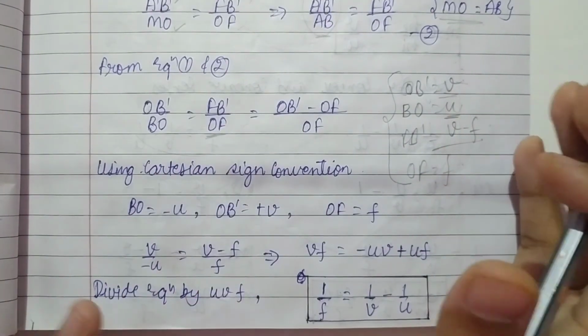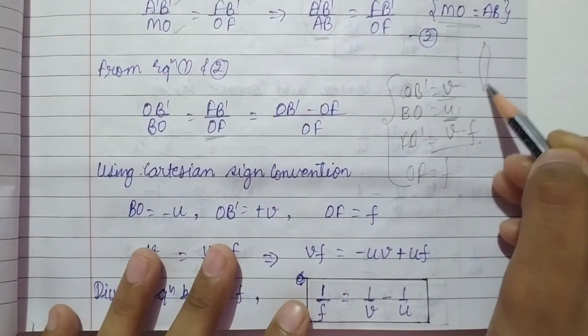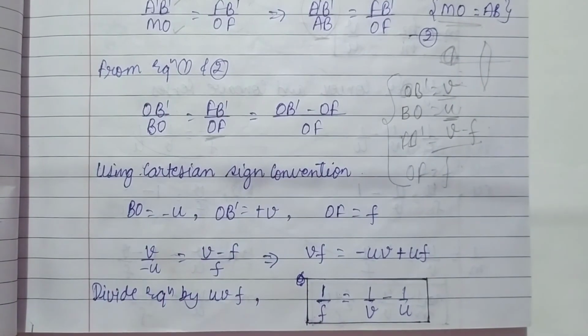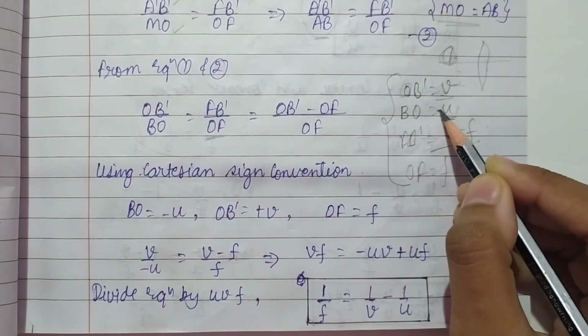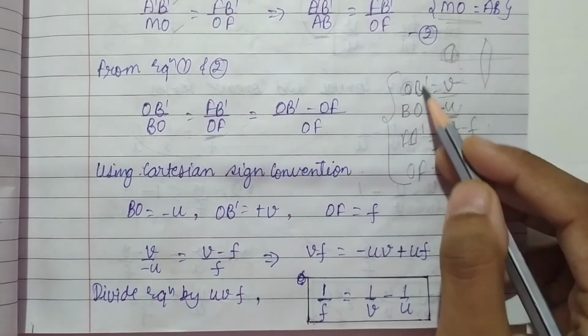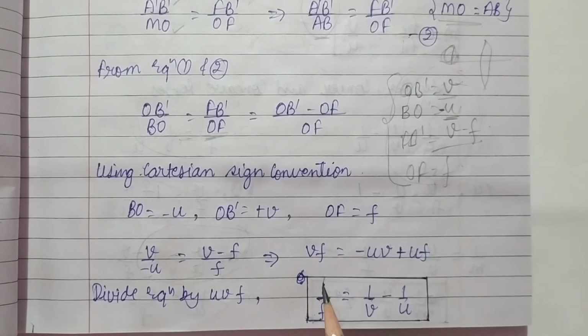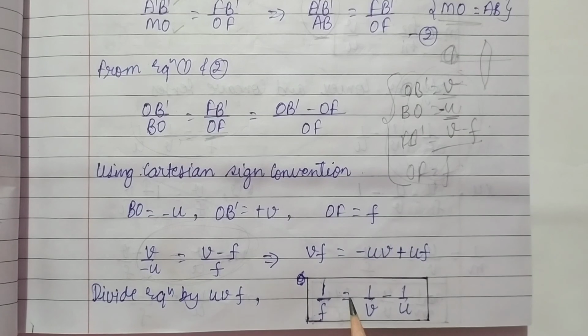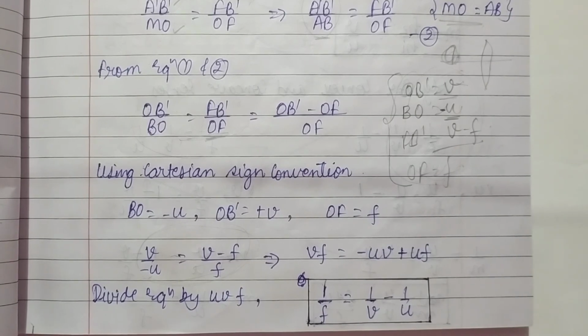And what do we get? See, according to the sign convention, on the left hand side all the distances will be considered as negative, and on the right side whatever lies will be considered as positive. So according to the sign convention, this u will be negative and all the other things will be positive. If we substitute all these values in this equation, we get v upon minus u is equal to v minus f upon f. After rearranging this equation, we get the lens formula, that is 1 upon f is equal to 1 upon v minus 1 upon u. Okay, so this was the lens formula that we had to derive.